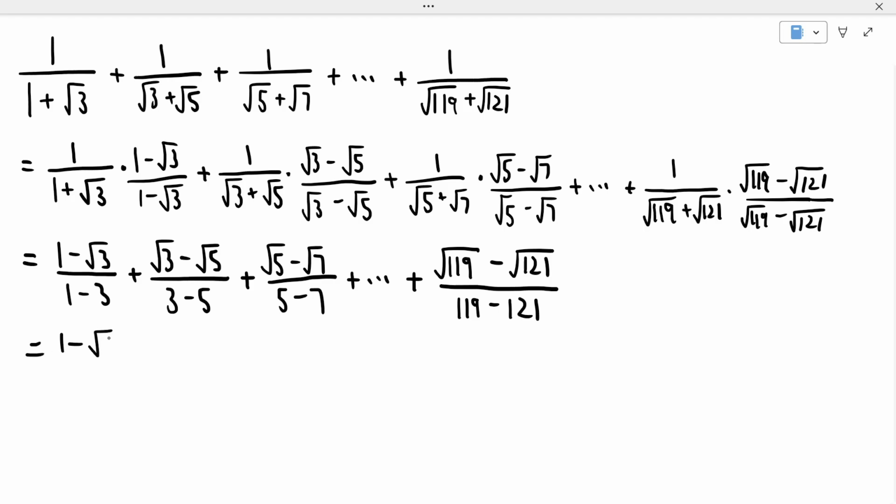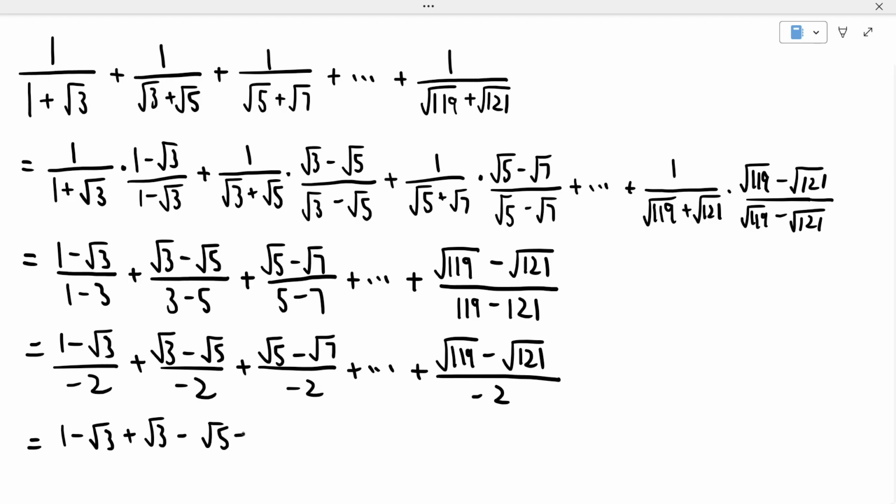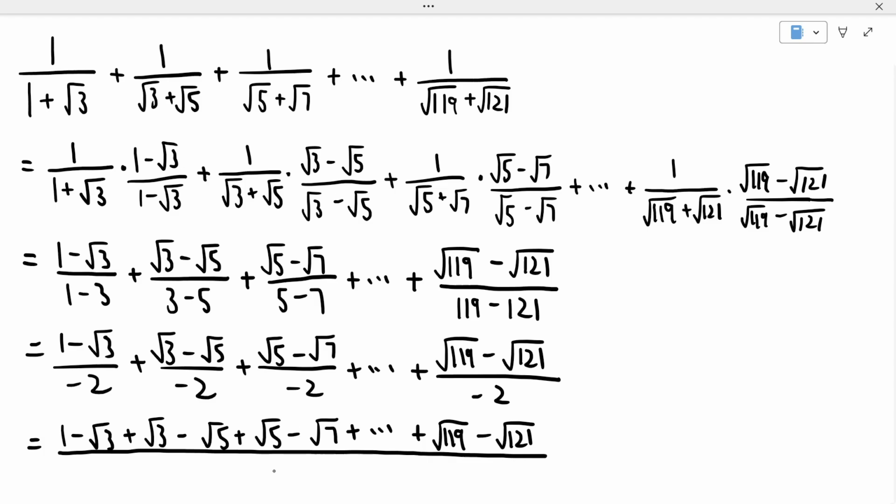So this is just 1 minus the square root of 3 over negative 2 plus square root of 3 minus the square root of 5 over negative 2 plus square root of 5 minus the square root of 7 over negative 2, and so on, plus the square root of 119 minus the square root of 121 over negative 2. So we can combine this fraction and rewrite this as 1 minus the square root of 3 plus the square root of 3 minus the square root of 5 plus the square root of 5 minus the square root of 7, and so on, plus the square root of 119 minus the square root of 121. And all of this is divided by the denominator of negative 2.